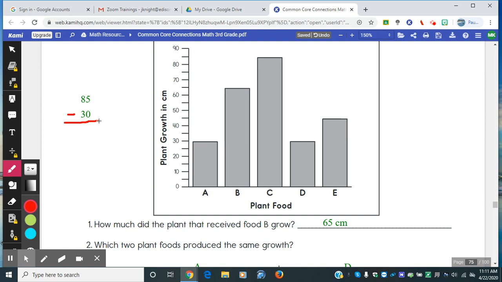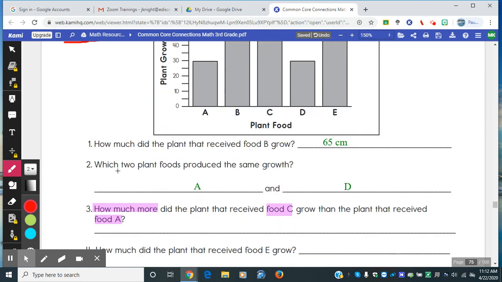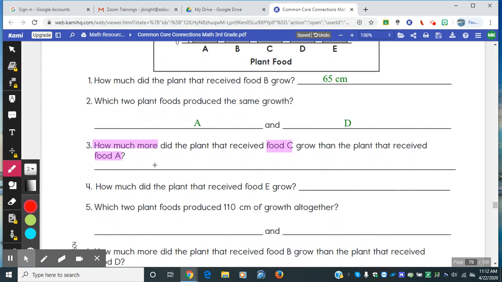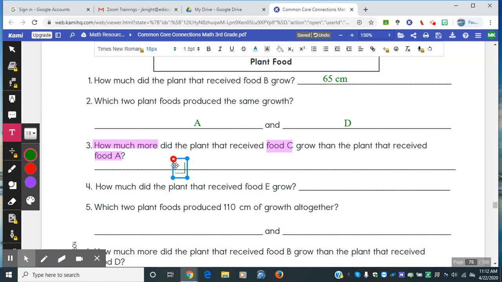So we're going to start in the ones place with 5 minus 0. Go ahead and write that down. And then do the tens place. 8 minus 3. And once you have your answer, make sure to put it here for number 3 in centimeters. So whatever your answer is, it's going to be that many centimeters. So go ahead and do that math on your own.